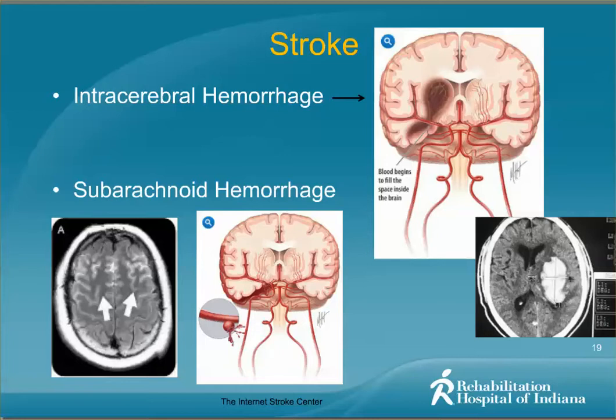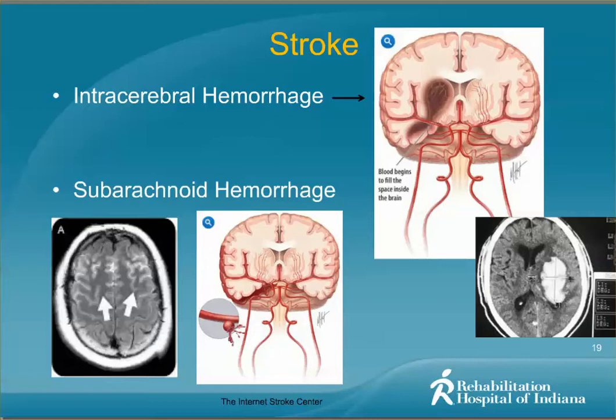Then we have the subarachnoid hemorrhage, which again is a result of bleeding, but the bleeding is occurring around and in the little sulci of the brain, not specifically in the brain tissue. This occurs when a blood vessel that's just outside the brain ruptures. The area of the skull surrounding the brain, or the arachnoid space, rapidly fills with blood.